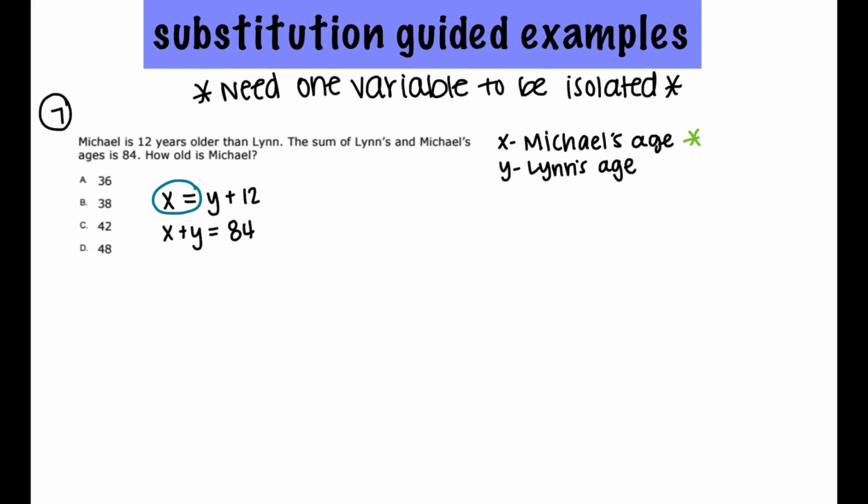Well, I need to check if I want to use substitution for this. I need to make sure that I have a variable isolated. Since I have X equals, we can go ahead and use substitution. So now I know X is the same thing as Y plus 12. So in the other equation, I can plug in Y plus 12 for X. So I'm going to put that in parentheses, Y plus 12, and finish that equation.